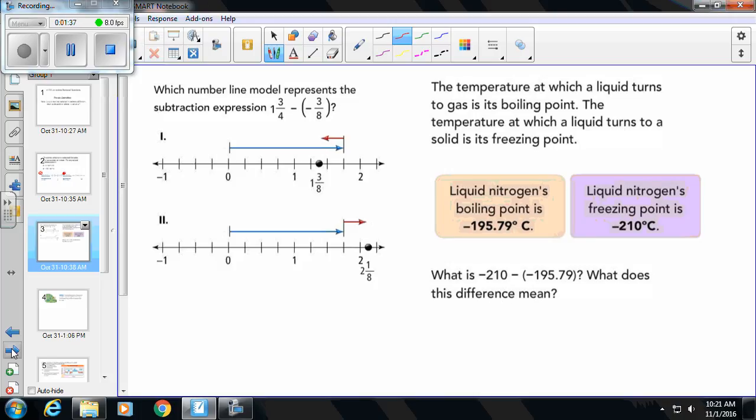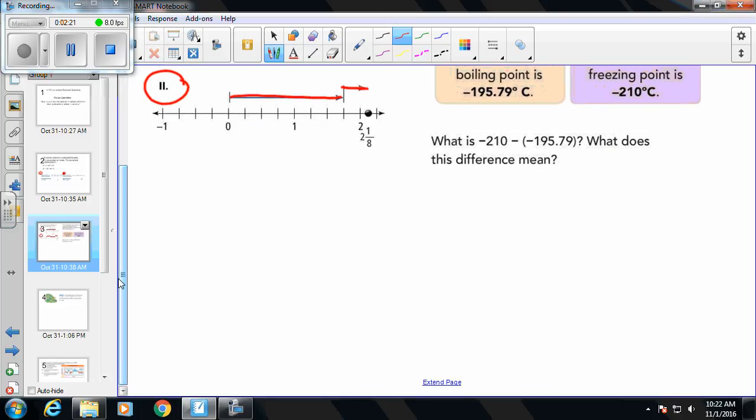Which number line model represents the subtraction expression 1 1/3 minus a negative 3/8? Okay, so I have to start with 1 3/4, and I start at the 0. Minus tells me I'm going to the left. A negative tells me now instead of going to the left, I'm going back to the right. Got a double negative here. So it's not the first one, so let's see the second one. Here is my 1 3/4 minus a negative, means I'm going back to the right. Oh, sorry, let me read the question first.